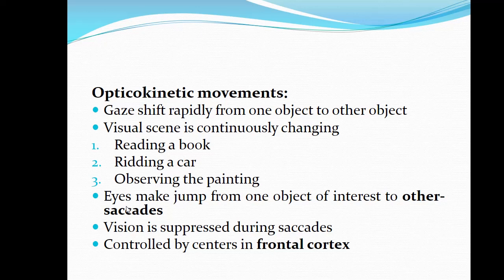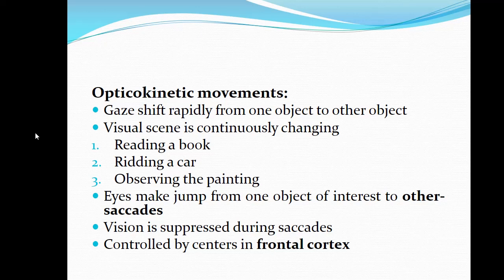I'm repeating that when you are shifting the gaze from one object to the other object, during this shifting, the eye is going to make a jump, and this jumping type of movement is known as saccades or saccadic movements. During these saccadic movements, or during shifting of the gaze, the vision is suppressed. You can observe it yourself: when you're shifting the gaze from one object of interest to the other, the vision is not as acute between the focuses.